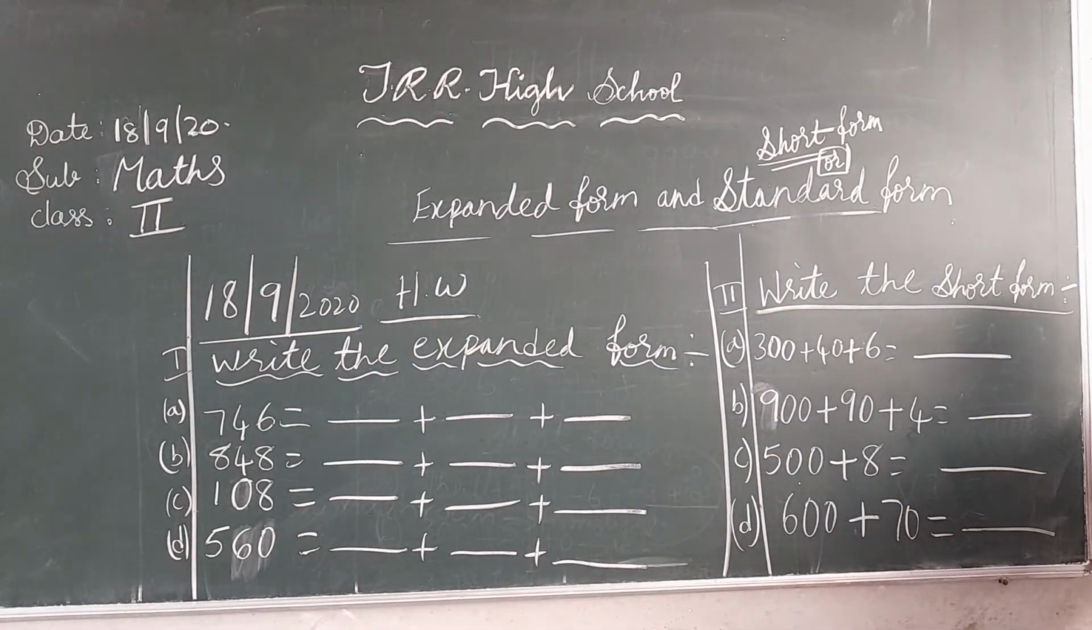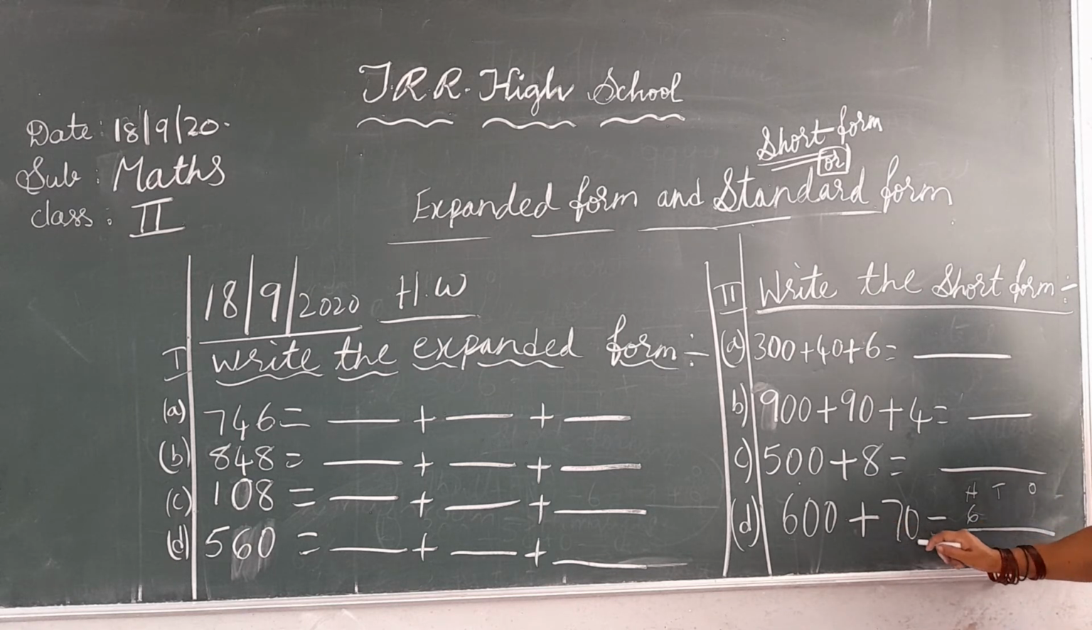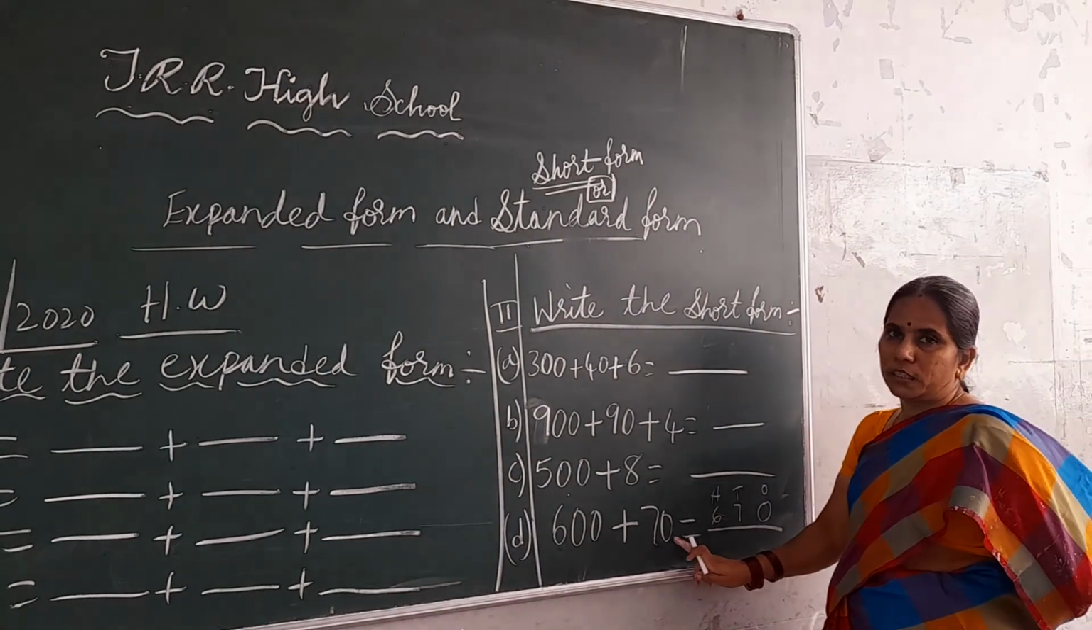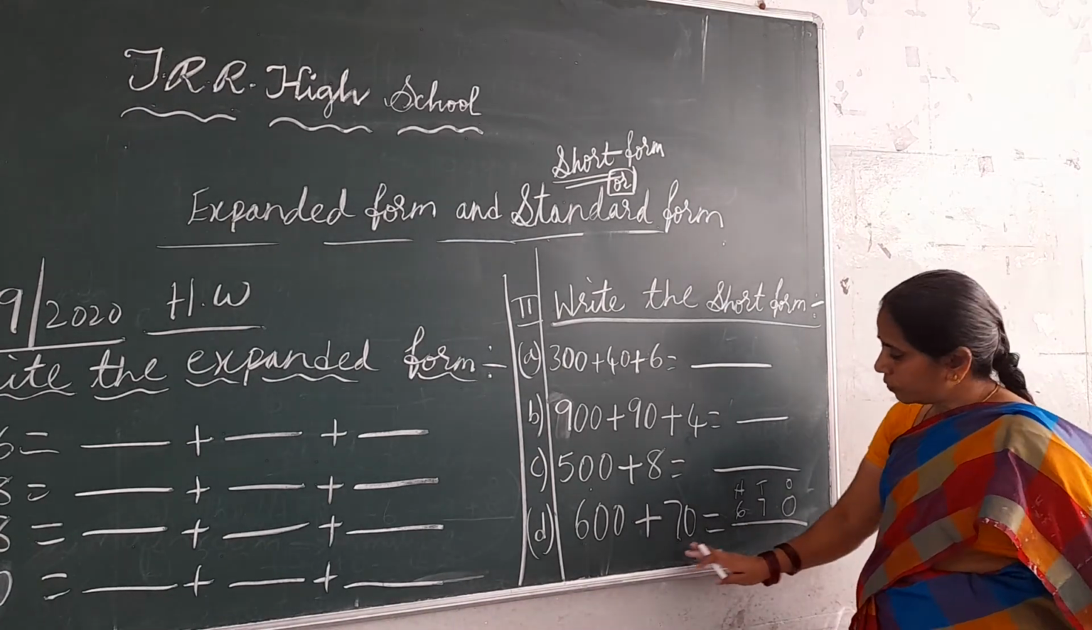Here you write the places: ones, tens and hundreds. Below that you write the number. Here 600. So where will you write 6? In the hundreds place. Next, 70. 70 is a two-digit number, so it is in the tens place. So you write 7. Is any ones place there? Nothing. So just write 0 here. Ones is not there. I gave this answer.